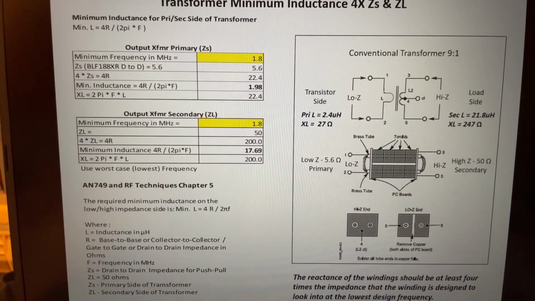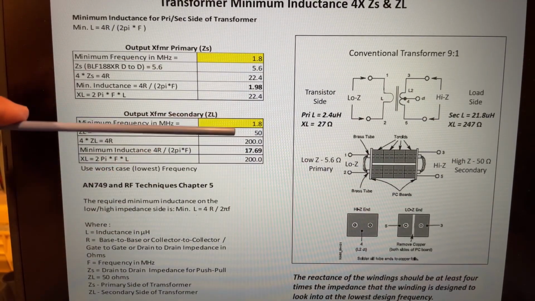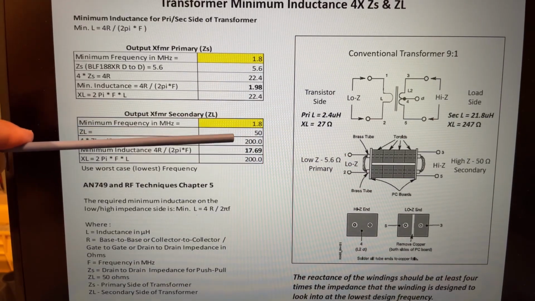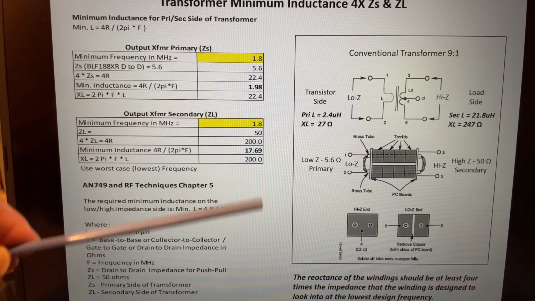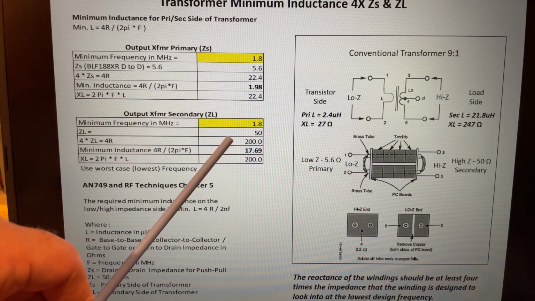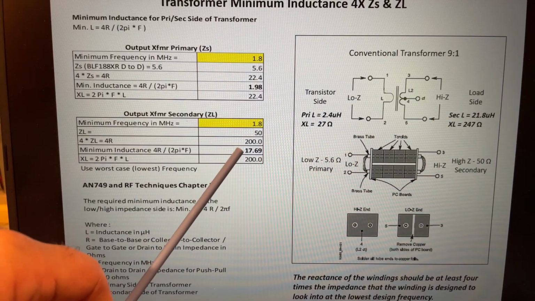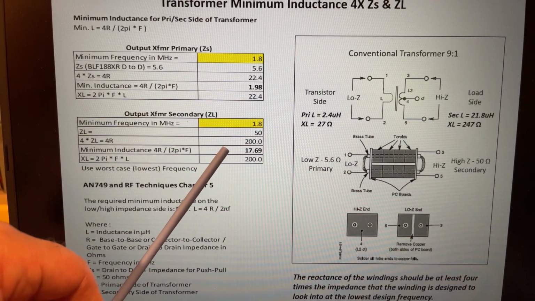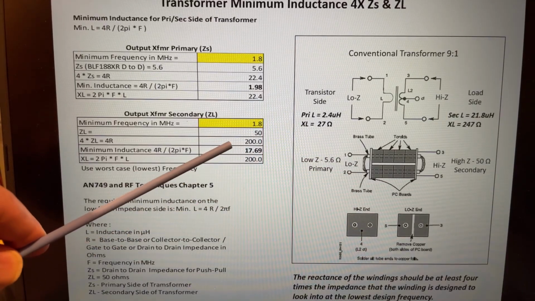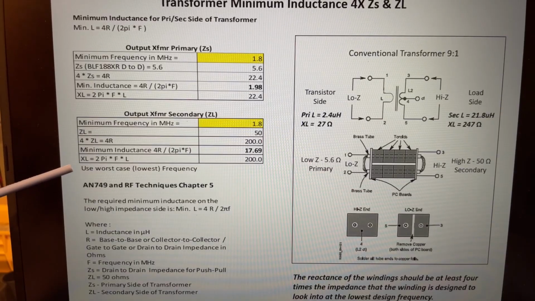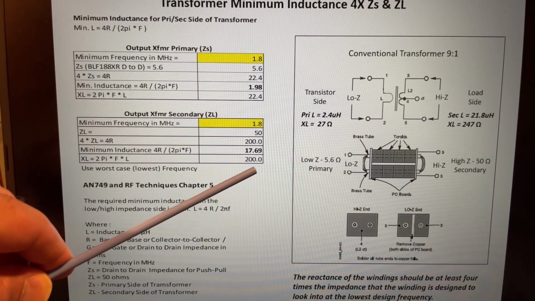We can do the same thing on the output side. So again, minimum frequency. This time the load is 50 ohms. So 50 times 4 is 200. So again, if we work through the simple math, we'd need basically 17.69 microhenries. And if we work that the other way, using the formula 2 times pi times frequency times L, yes, in fact, it is 200 ohms.